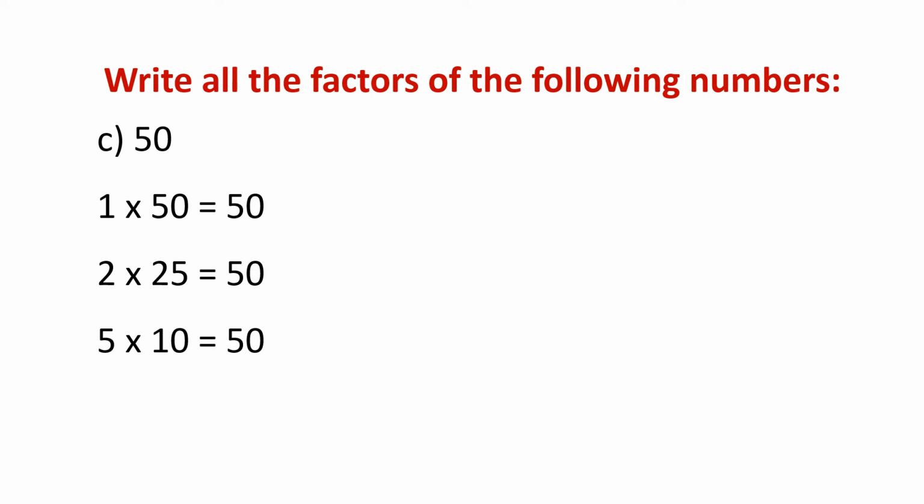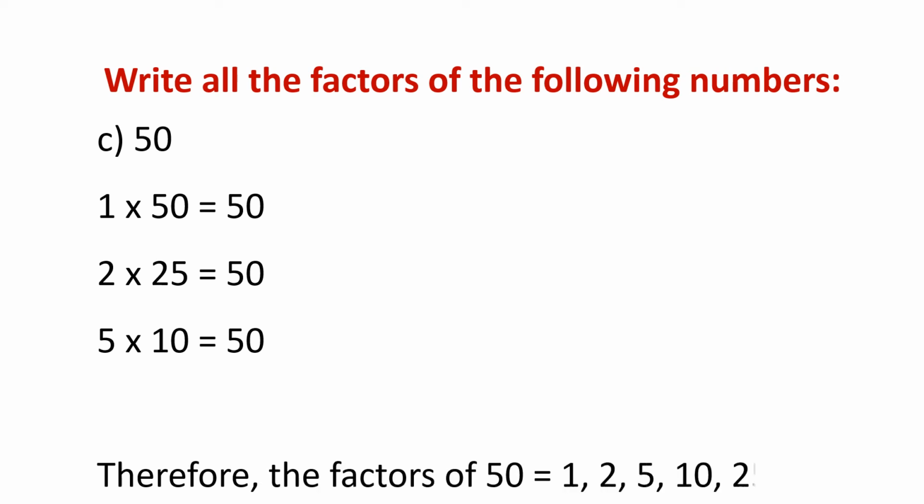Yes, because 10 5s are 50. Look, if we divide 50 by 5 and 50 by 10, we get the same multiplication fact. So stop here and write down all the factors of 50 in ascending order. Therefore, the factors of 50 are 1, 2, 5, 10, 25 and 50. And a number that has more than two factors is called a composite number. So 50 is a composite number.